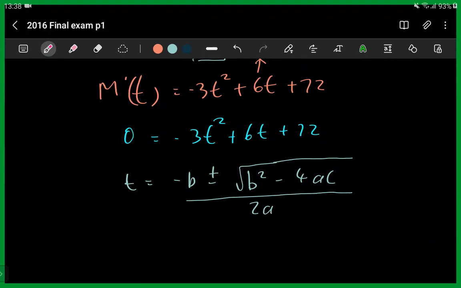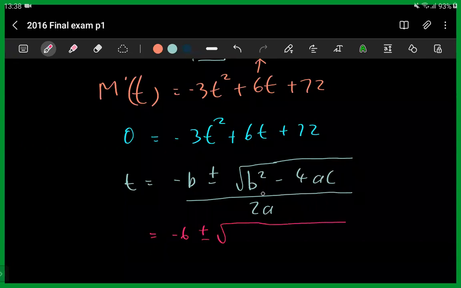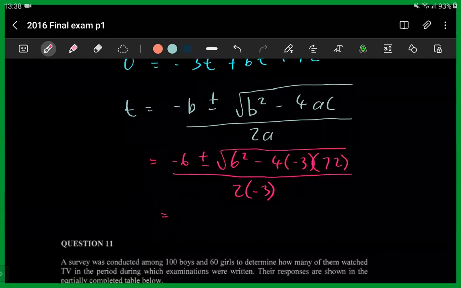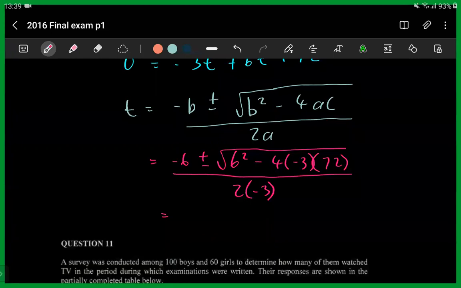So let's put the b here, -6. B here is 6 squared. A is -3. C is 72. And then A is -3. Now let's put everything in the calculator. So putting everything in the calculator, let's see what we get. So the one, I get an error. Hold on. I think I did something wrong.